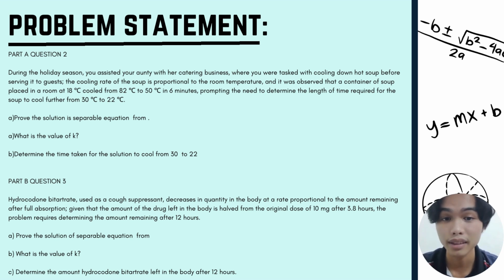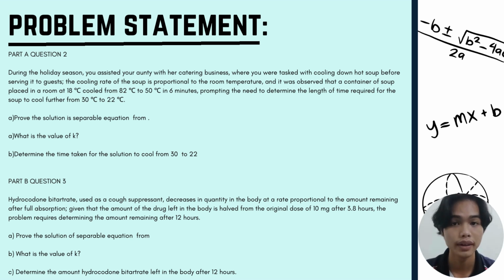To determine the length of time required for the soup to cool from 30 degrees Celsius to 22 degrees Celsius, the following must be carried out. First of all, we need to prove the solution is a separable equation. And then we need to find the value of k. And lastly, we need to determine the time taken for the soup to cool from 30 degrees Celsius to 22 degrees Celsius.